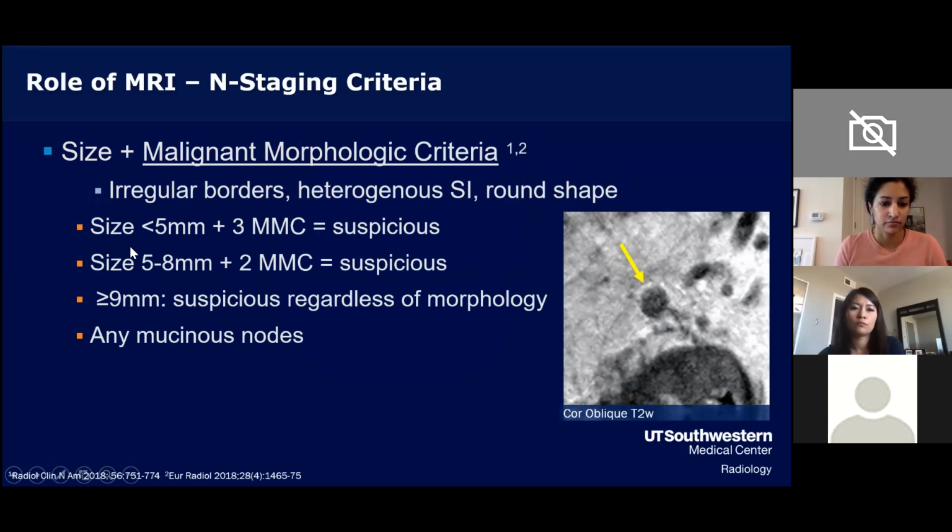So if you have a lymph node that's less than 5 millimeters, in order for it to be considered suspicious, you should have 3 morphologic criteria. And then if it's 5 to 8 millimeters, you want to have at least 2 morphologic criteria.